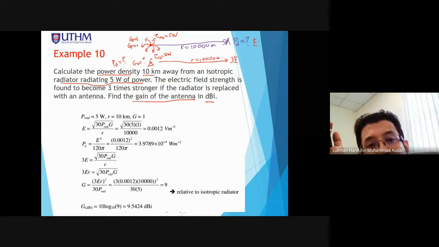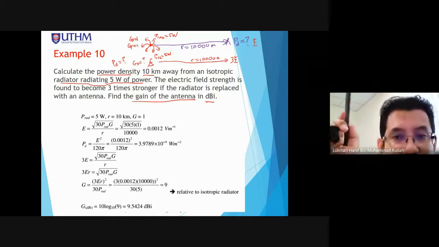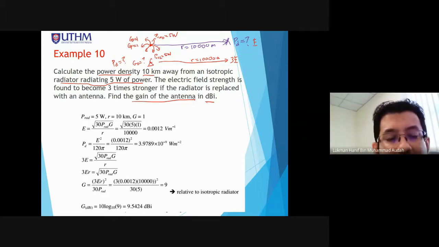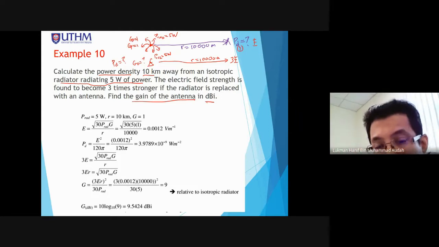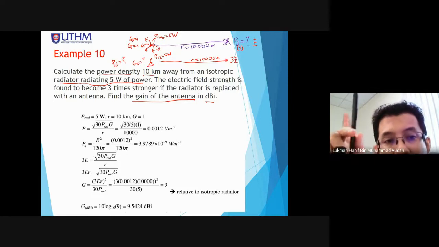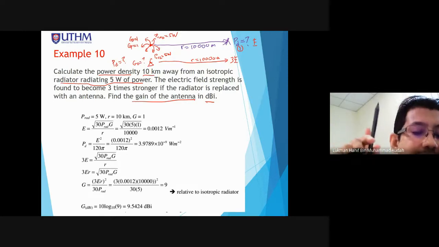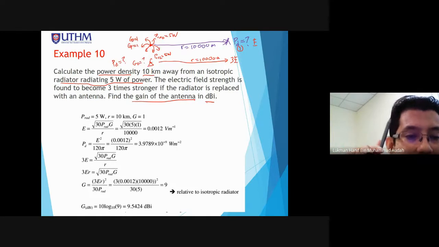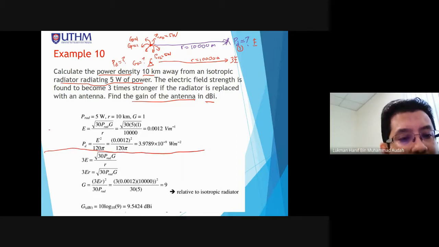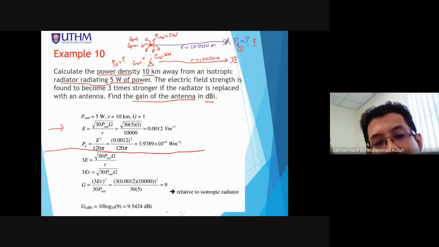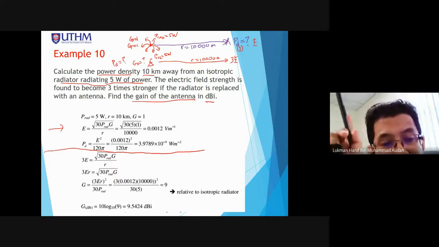So soalan seterusnya dia tanya berapakah nilai GD. Okay. So kita kena buat satu persatu lah. Berapakah nilai PD? Soalan pertama adalah power density. Soalan kedua berkenaan dengan gain. Dia nak cari gain of the real antenna. Okay. So let's go one by one. So soalan yang pertama mungkin saya boleh buat garis di sini. Okay. So yang pertama ditanya power density produced by the isotropic radiator.